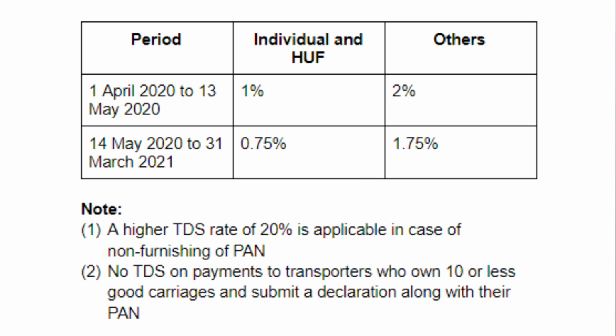Do note that a higher rate of TDS of 20% is applicable in case the recipient does not furnish a PAN. Also, there is no TDS on payments made to transporters who own 10 or less goods carriages and who also submit a declaration along with their PAN.